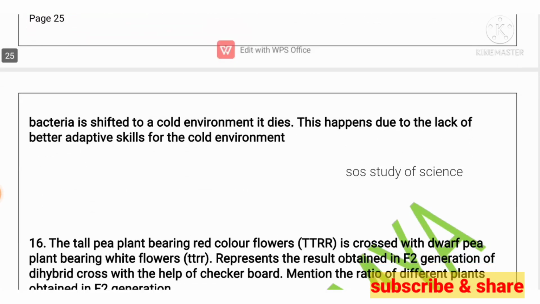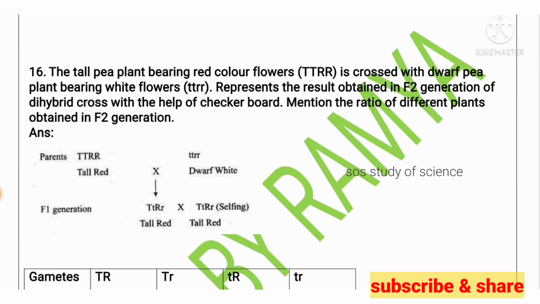So moving to the next question. The tall pea plant bearing red color flowers is crossed with the dwarf pea plant bearing white color flowers. This particular one also I have explained in that video; you can check it out. See, children, it is the same as how you do it for round yellow and wrinkled green. So the parents here are tall red, that is capital T, capital R, and dwarf white, small t, small r.